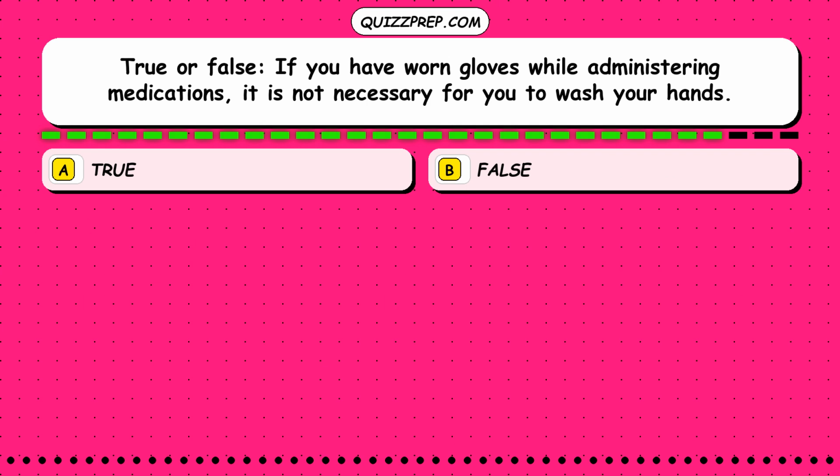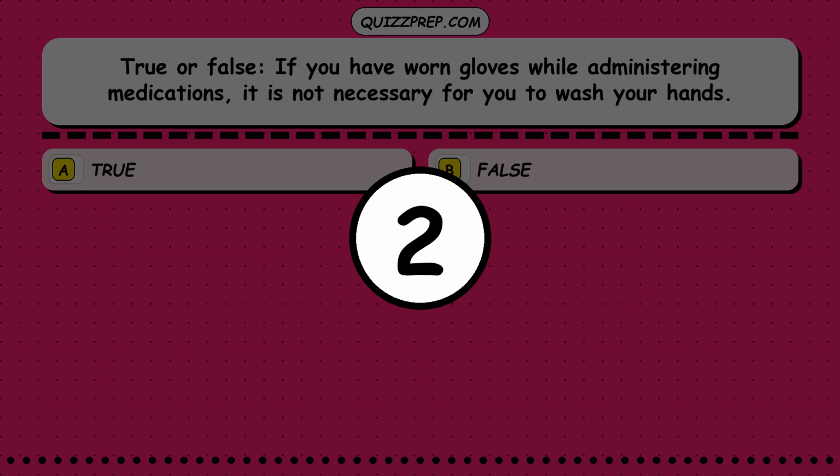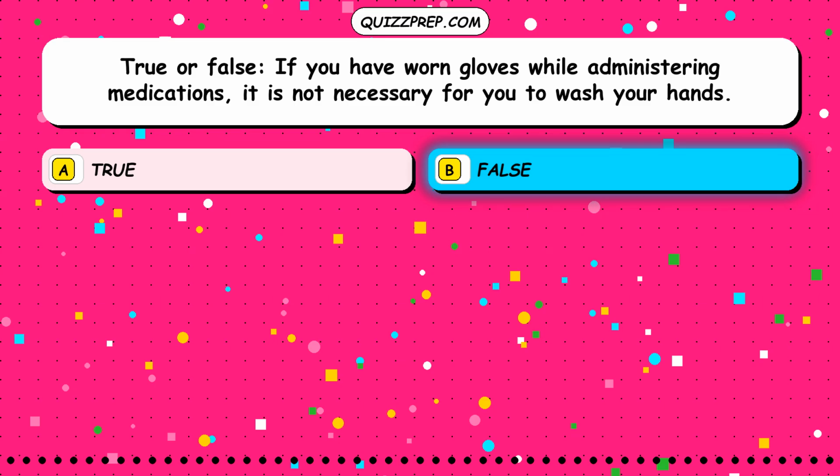Question 320. True or false, if you have worn gloves while administering medications, it is not necessary for you to wash your hands. Option A, true. Option B, false. The correct answer is option B, false.